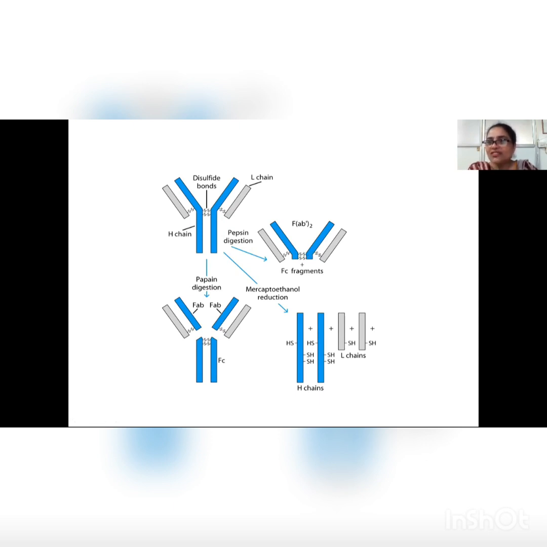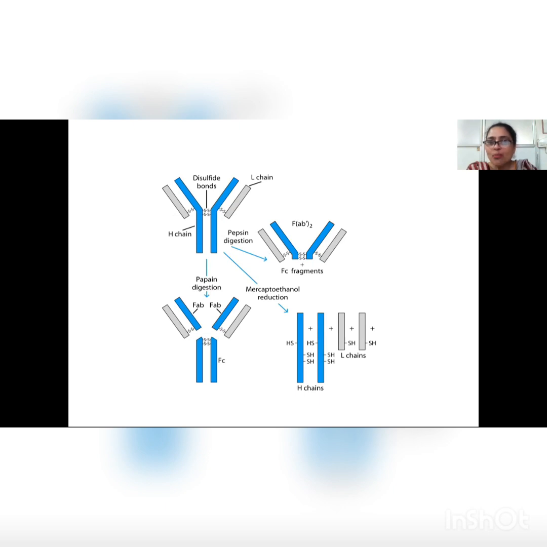Those who are going for entrance exams should remember this. When pepsin digestion is taking place, what is happening? And we are digesting with these enzymes because these enzymes are also present inside our body. So they may be showing these kinds of activity inside the body also. So we remember what portions of antibodies are surviving in the presence of particular enzymes.